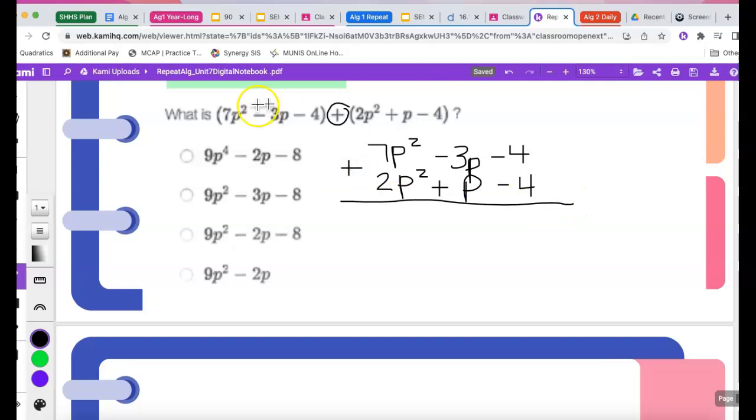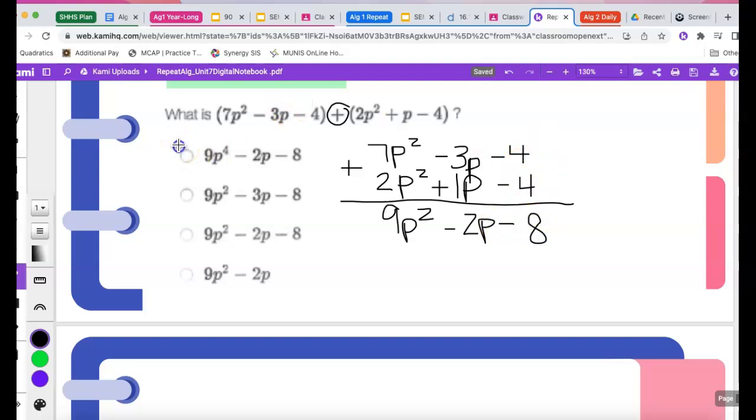Then we just add the like terms. 7 plus 2 is 9p to the second power. Don't change the exponent, don't change the variable. Then I have negative 3 plus, technically there's a 1 there, so negative 3 plus 1, which is negative 2, keep the p. And then negative 4 plus negative 4 is negative 8.